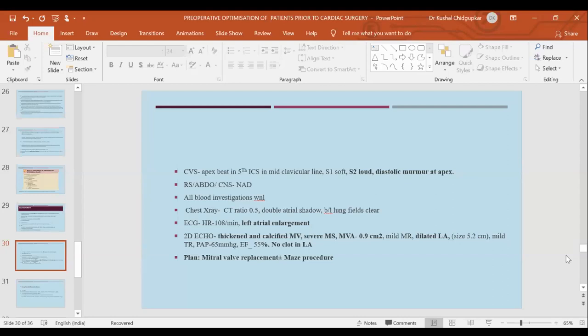Okay. So this patient is for mitral valve replacement plus MACE procedure. Nowadays, MACE procedure is not performed. Can I intervene, Dr. Tempe? Yes, please, go ahead. I think the difference between pre-capillary and post-capillary pulmonary hypertension may not be clear to the postgraduates. Okay, that is why I wanted three or four students.